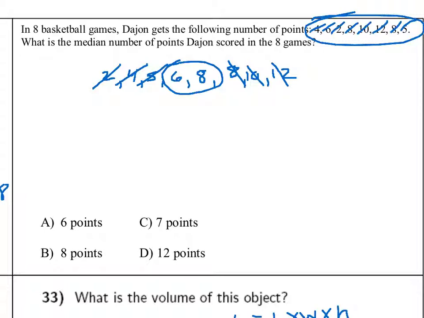Who remembers what we do with a split median to get our single value? Christopher? Yep, so we have 6 plus 8 is 14, and we divide by 2. That gives us 7. All right, so that's our review for a median.